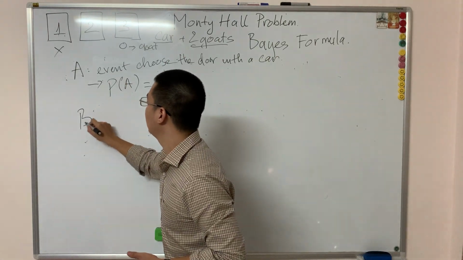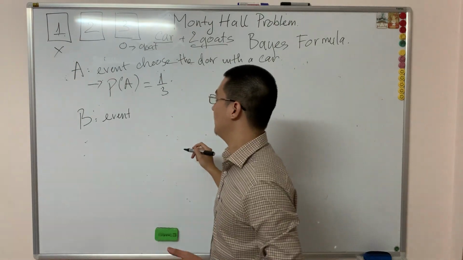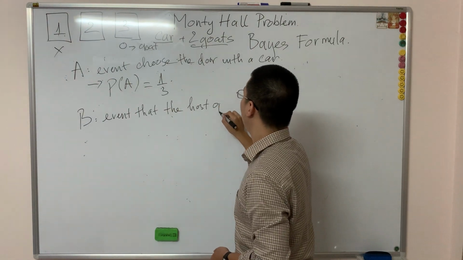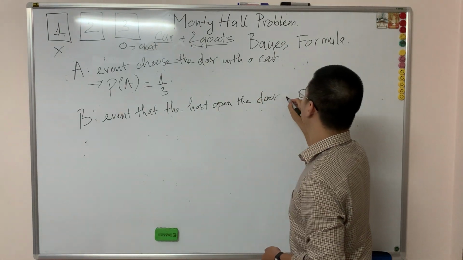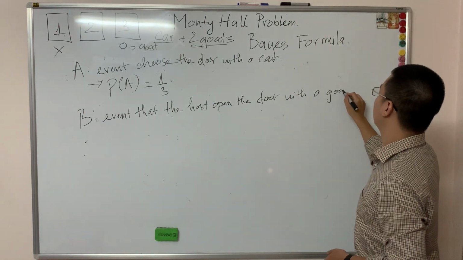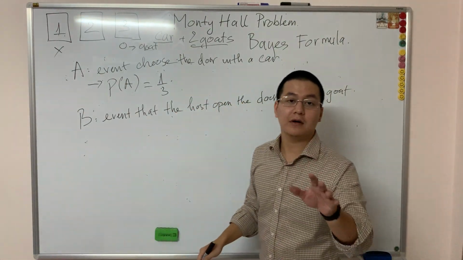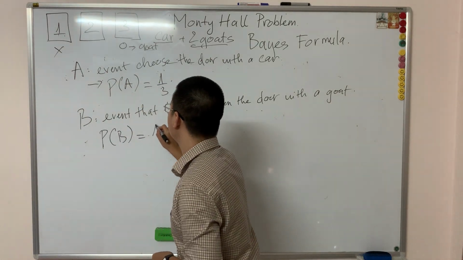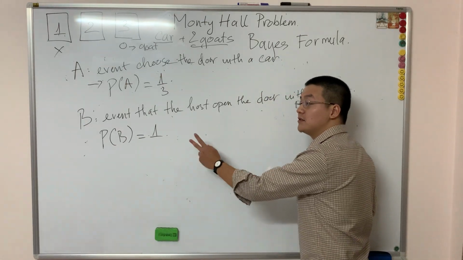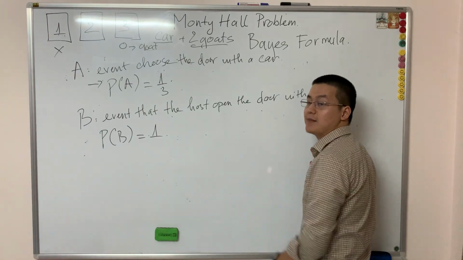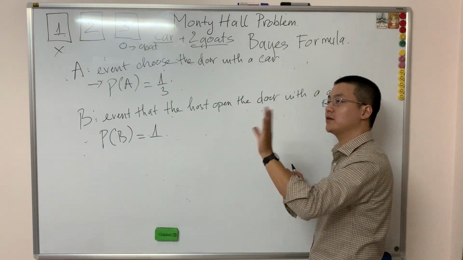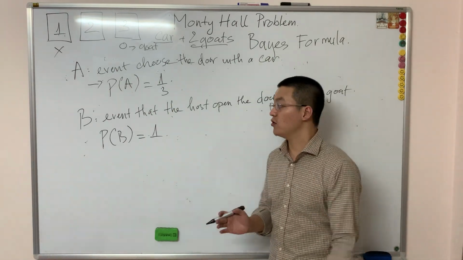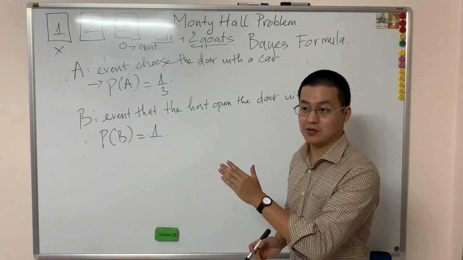And B is the event that the host opens the door with a goat. Okay, so remember, the host always knows which door has the goat. So the probability of B is 1. It looks like the two cases in the tree diagram. The probability that the host opens the door with the goat is always 1. Now A and B are independent events because the host always knows which door has the goat.